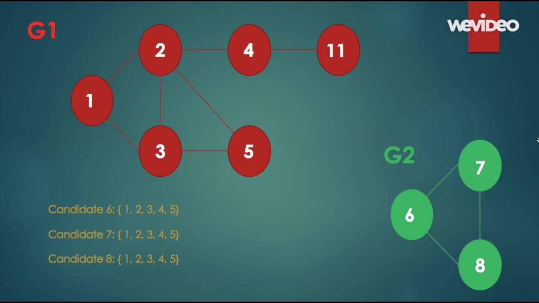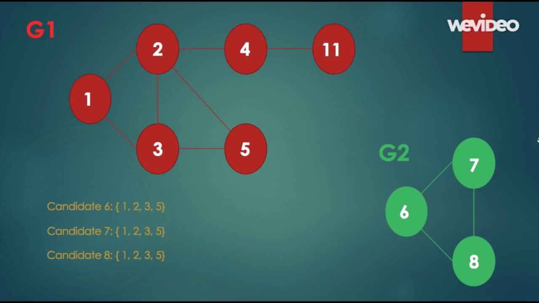So essentially we get rid of the number 4 as a potential candidate in 6, 7, and 8 because 11 has no degrees leading away from it, and as we can see from the representation of G2, all points must have at least a degree of 2. Now because 11 only has a degree of 1, we get rid of 4 as a potential candidate for all points in 6, 7, and 8's list.